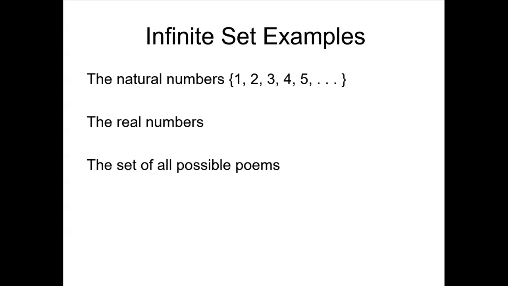The first one that we're going to be talking a lot about in this chapter is the natural numbers, which starts at 1, 2, 3, 4, 5, and continues on forever. Infinite. The real numbers include all the whole numbers, rational numbers, natural numbers, integers. That's like the square root of 3, pi, 4, -7, 1/2, 0.3. These are all real numbers. And it doesn't have to just be math: the set of all possible poems is an infinite set. We couldn't count how many poems there are because they could keep growing.